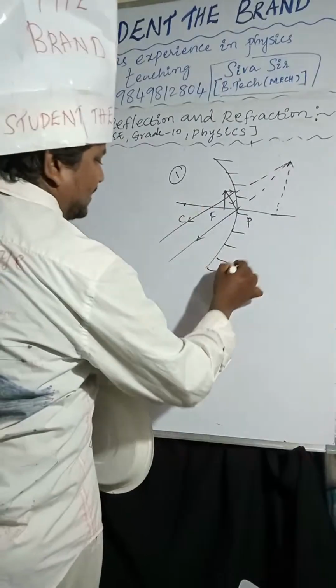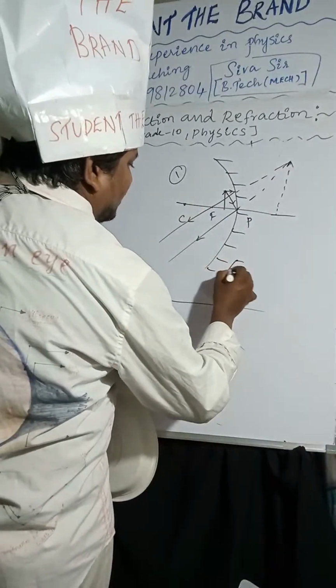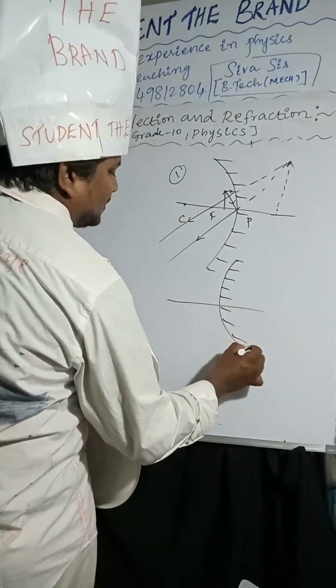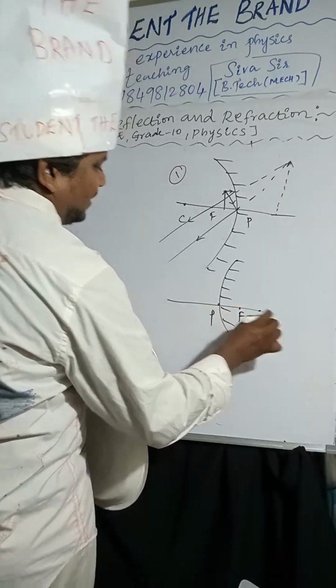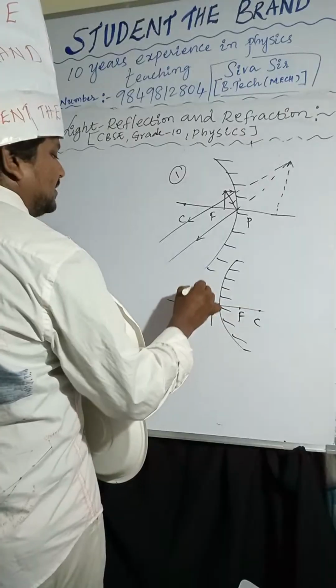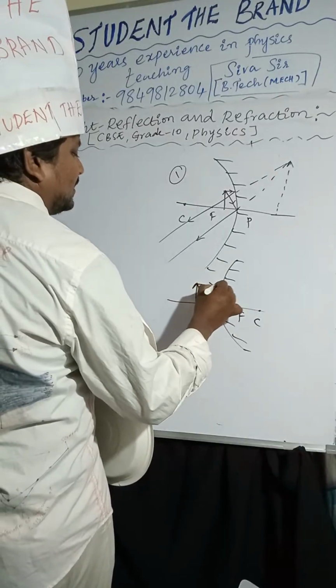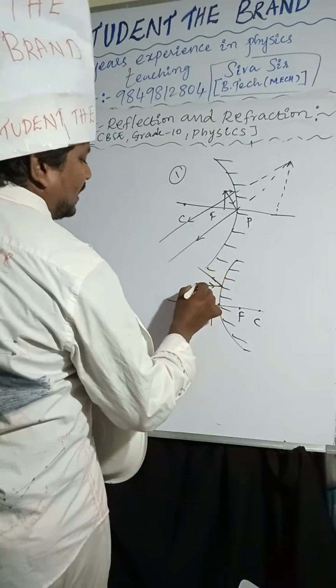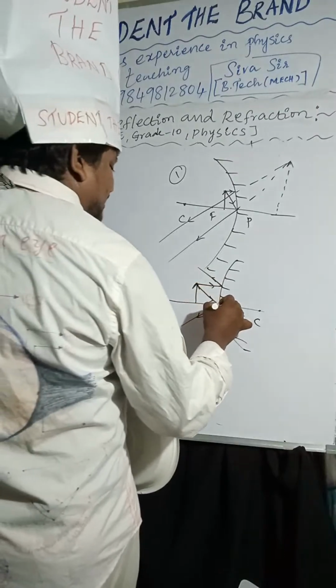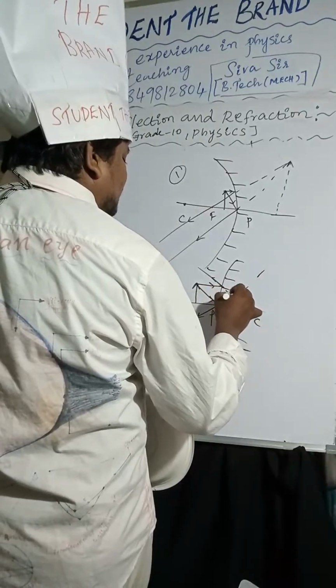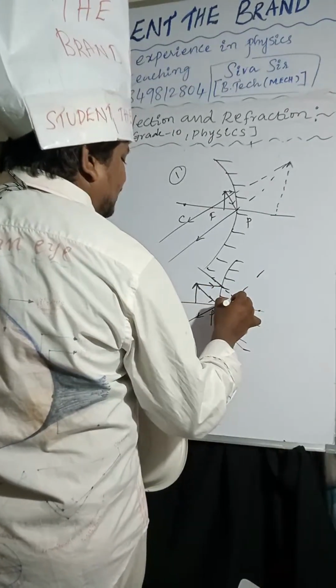Coming to the convex mirror, I am considering this is the pole, focus, and center of curvature. If the object is placed here, one light ray I am taking like this will be reflected back. Another light ray incident at the pole will be reflected. If you extend these, the image will form here.